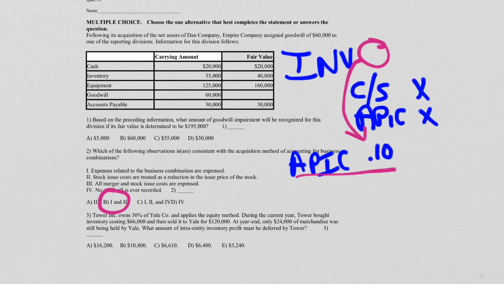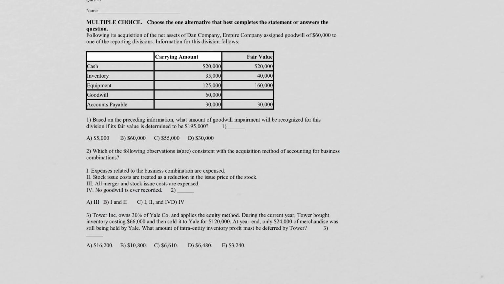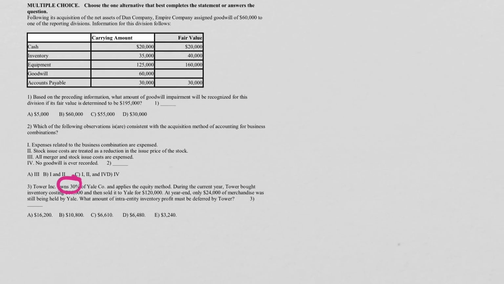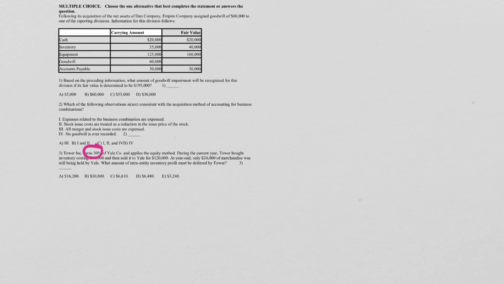Alrighty, moving right ahead. Let's see what we got next. We've got Tower Inc. owns 30% of Yale, so that's the equity method coming up here. What amount is in the intra-entity inventory profit? So we're looking for, in this particular case, what amount of unrealized profit was left at the end of the year at the 30% amount. So to do that, using my methodology, which I went over in class, you can use the textbook method or my method. My method just makes it a little bit easier.